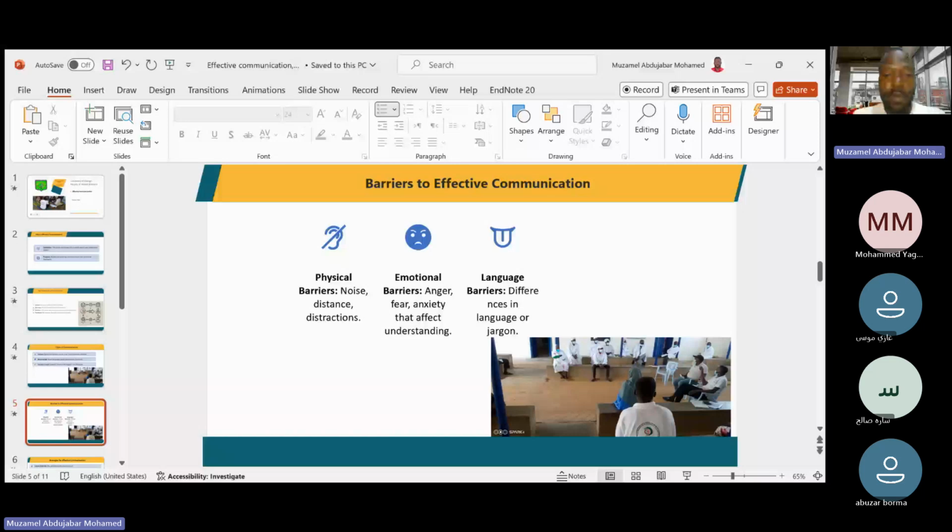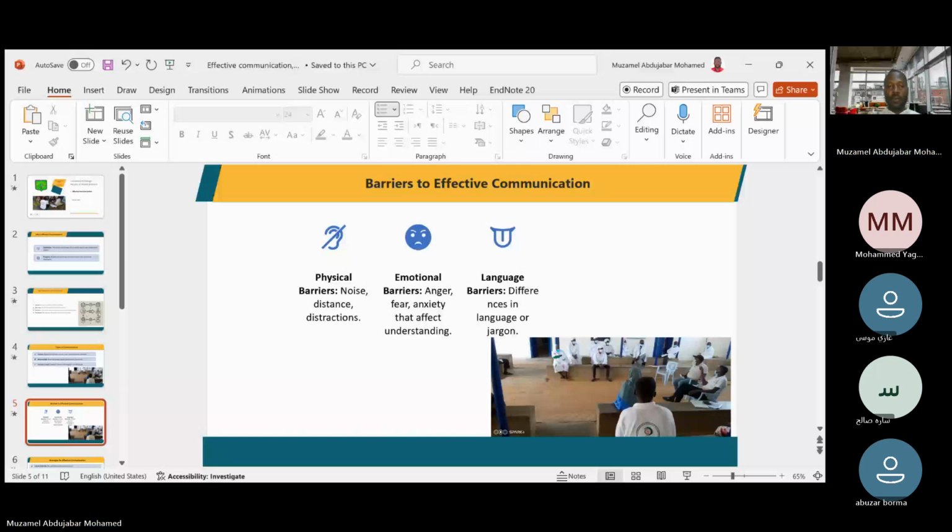As I mentioned, first, when you need to send a message, you have to see that the environment is calm, avoiding noise, distance, and distraction. Additionally, emotional barriers: make sure those you are going to speak with are in a good emotional state. Lastly, see their language and even the culture of those communities. When you avoid these barriers, your communication will be more effective and understandable, and your feedback will be very good.